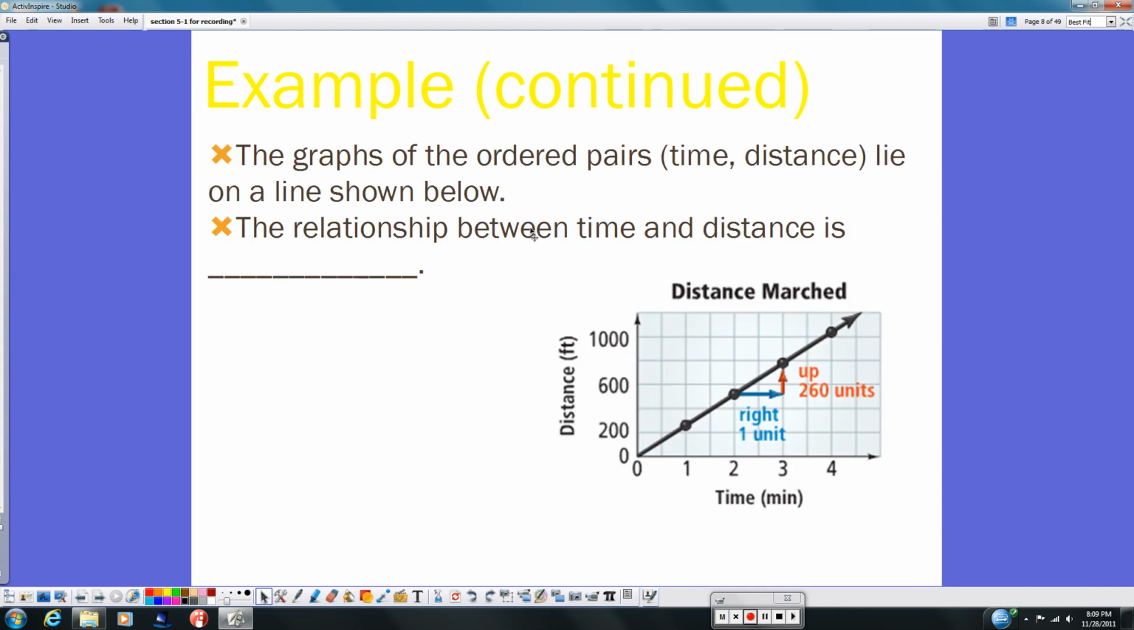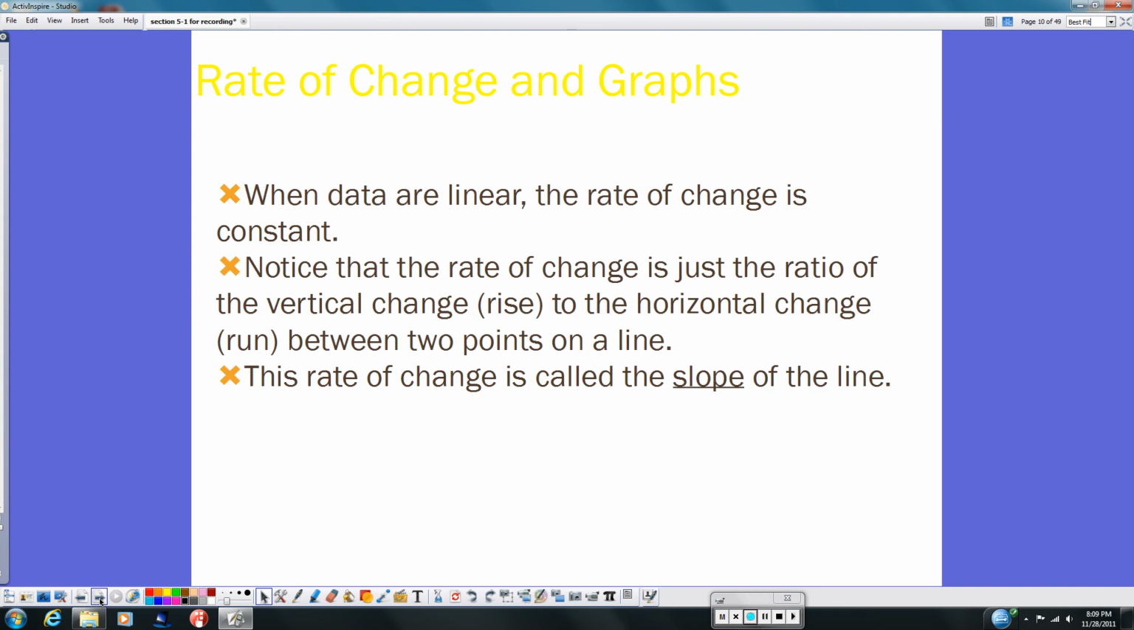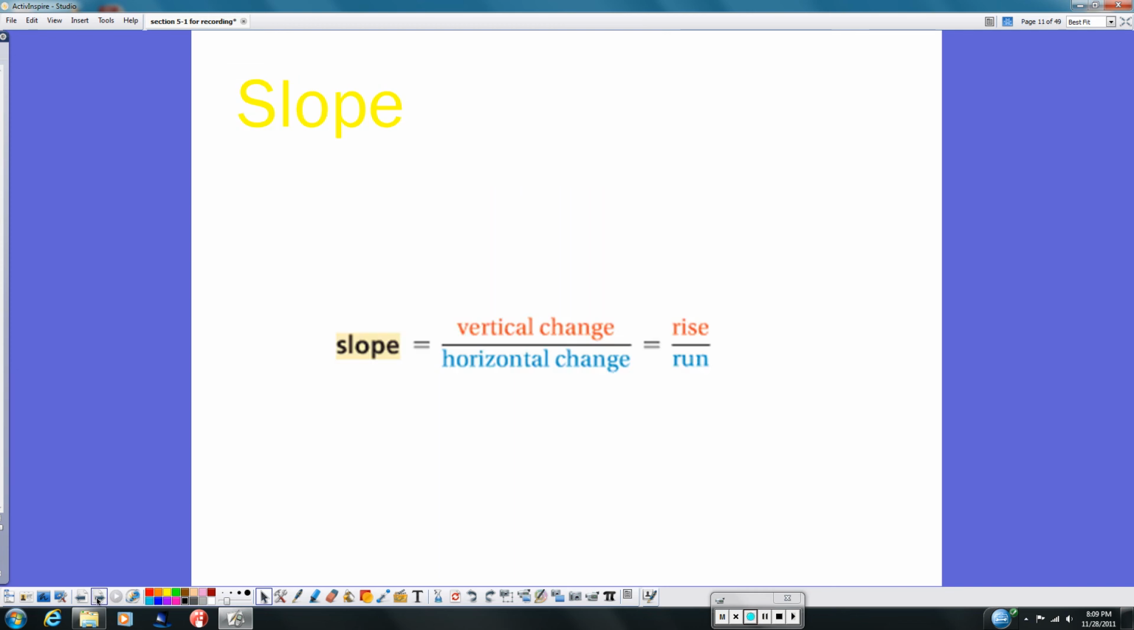So when we go to graph this, graphing those ordered pairs, in order to get from one dot to the next, we would move to the right 1 unit and up 260 units. This is a linear relationship. When data are linear, the rate of change is constant. Notice that the rate of change is just the ratio of the vertical change to the horizontal change between 2 points on a line. This is also known as the slope. Again, slope is vertical over horizontal, or rise over run.